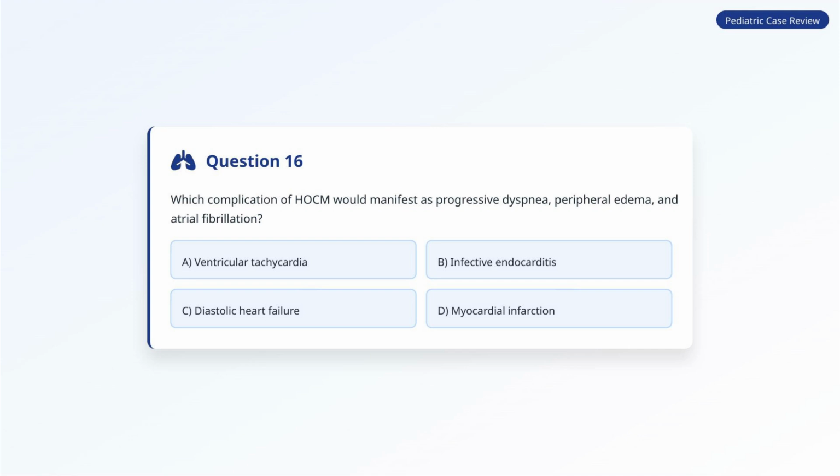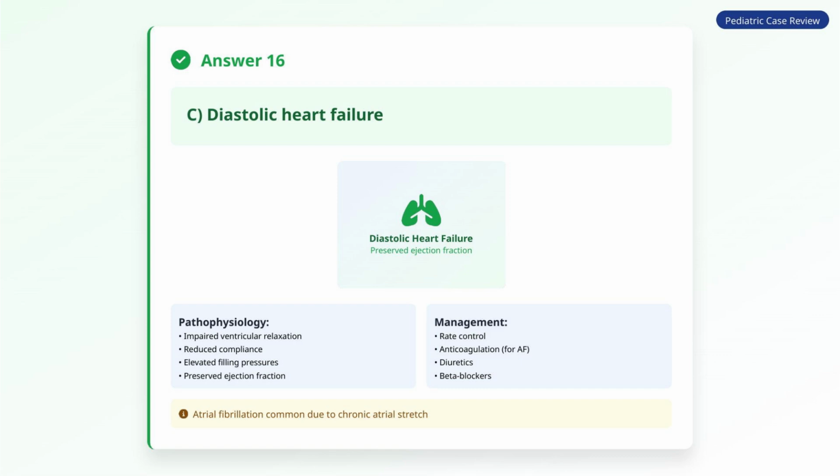Which complication of hypertrophic obstructive cardiomyopathy would manifest as progressive dyspnea, peripheral edema, and atrial fibrillation? A, ventricular tachycardia. B, infective endocarditis. C, diastolic heart failure. Or D, myocardial infarction? The correct answer is C, diastolic heart failure.